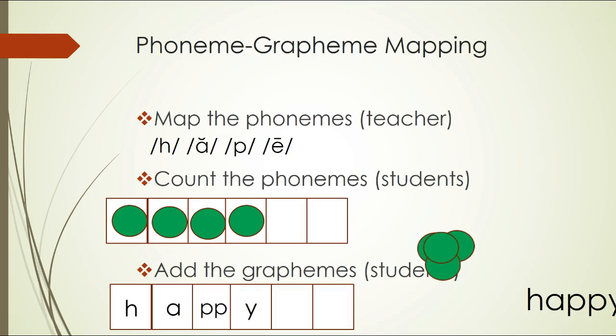to be able to tell me how many phonemes are in the word. So how many sounds do you hear? And then you need to be able to write the graphemes in the boxes, like I've done here for the word happy.